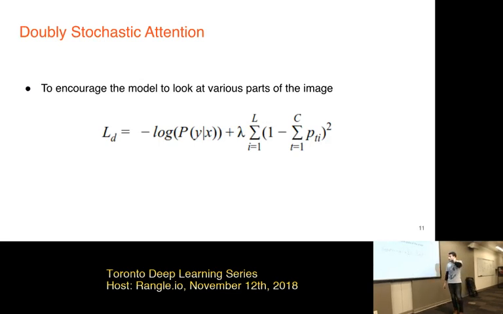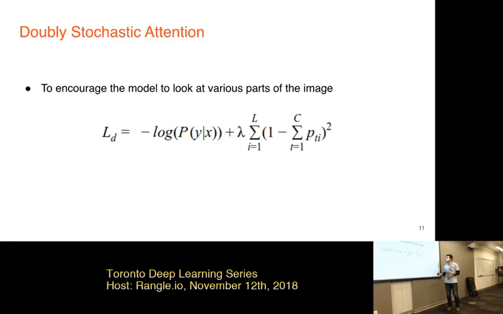And so the authors also employed something they call doubly stochastic attention, where they want to encourage the model to look at various parts of the image. They add this L2 type of regularization, where if you look at this term, we are summing over all time steps of a single grid location, and so we want the probabilities at a single grid location to be equal to 1 across time. So the idea is that this should encourage the model to put some equal probability weight across the entire grid. I hope it's clear.